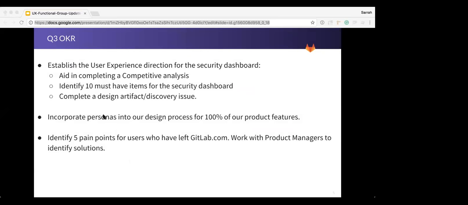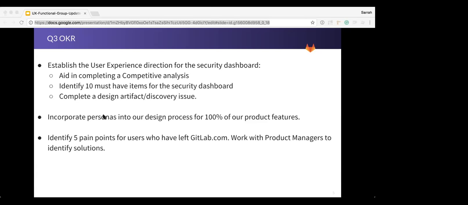The first one is to establish the user experience direction for the security dashboard. Security is a huge undertaking and a big new area of the product. And it's something that we don't have a complete understanding of, at least on the UX team. So we're going to start by aiding that team in completing a competitive analysis to really understand what's already out there in the marketplace, what the expectations are from a user for a security dashboard. And the goal is to identify 10 must-have items for that security dashboard. So what do users expect to see when they go in there? What is their purpose, and how can we make sure that they're able to get their job done intuitively, quickly, usefully?